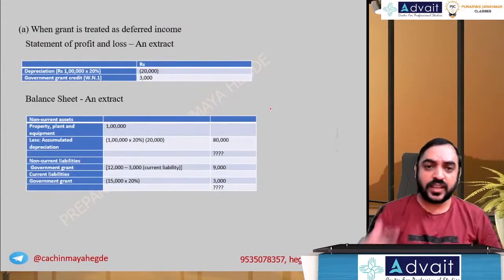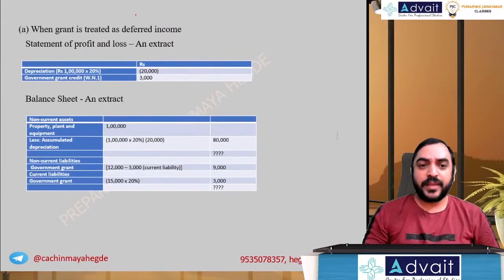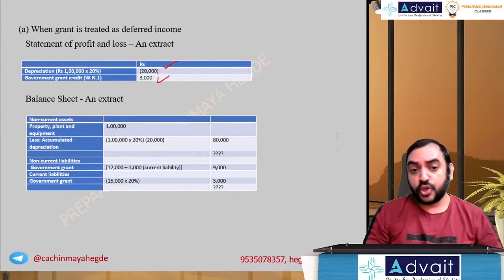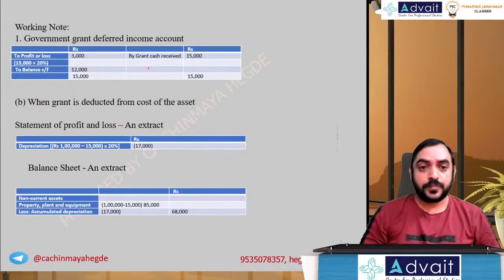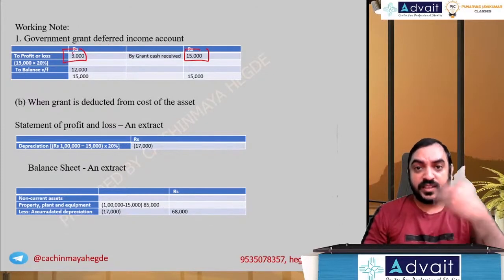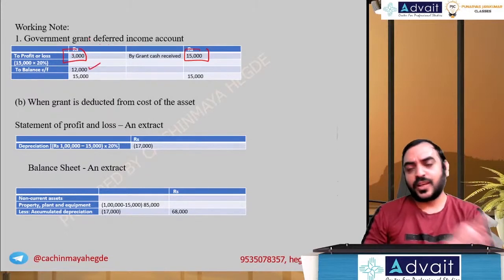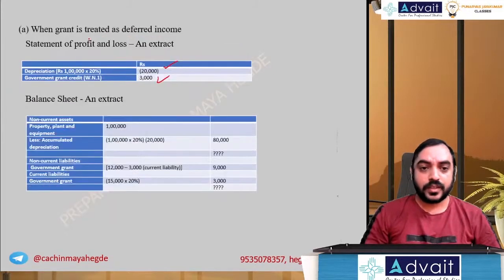So I'll show you what they've asked. Deferred income extract, P&L account, depreciation 1 lakh into 20% 20,000, government grant 3,000. How you got the government grant 3,000? I'll just show it to you. Government grant deferred income account. Okay, they have not asked for the ledger, but anyway, we have done it. By grant received 15,000. To profit and loss 20% that is spread across 5 years. Balance 12,000 carry forward to next year.